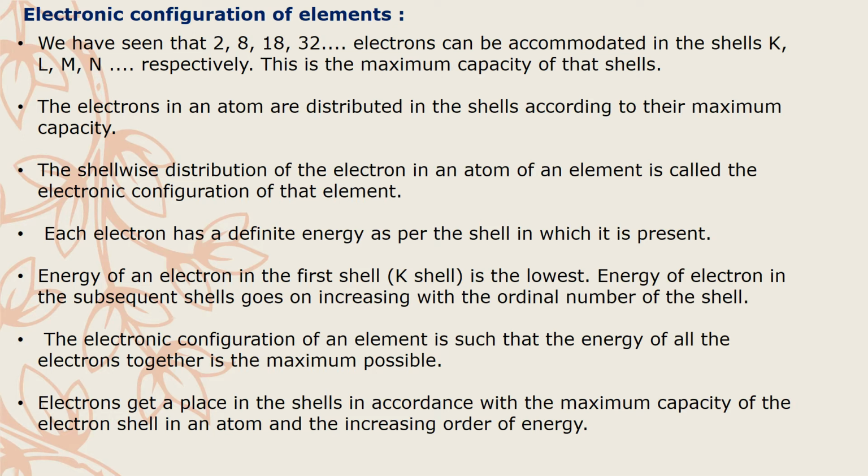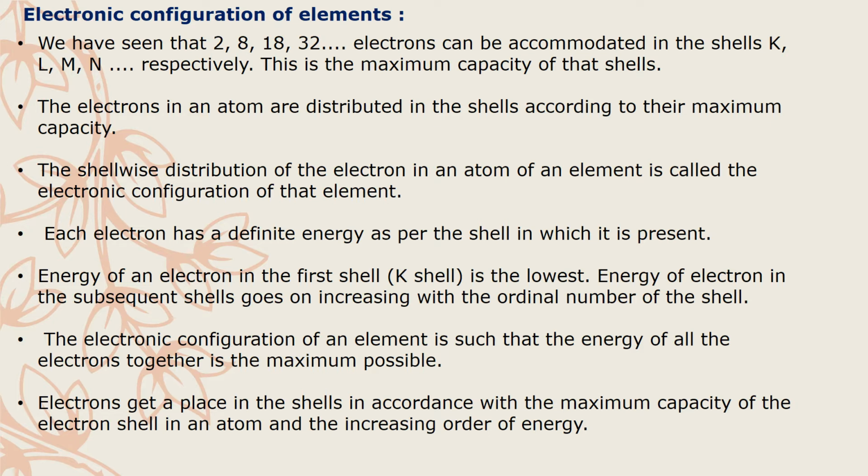So the shell-wise distribution of the electrons in an atom of an element is called the electronic configuration of that element. Each electron has a definite energy as per the shell in which it is present. The energy of an electron in the first shell, that is the K shell, is lowest. The energy of electrons in the subsequent shells goes on increasing with the ordinal number of the shell.